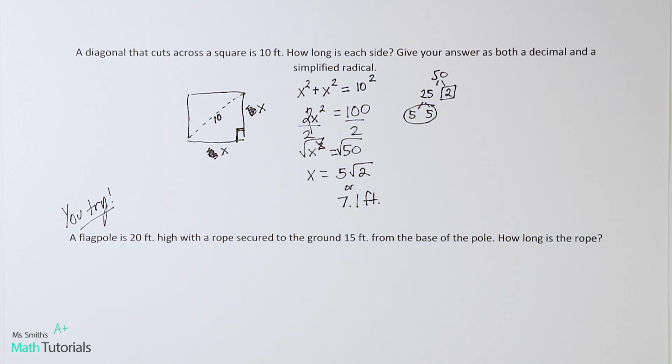Okay, here's one for you guys to try. This one says a flagpole is 20 feet high with a rope secured to the ground 15 feet from the base of the pole. How long is the rope? I definitely recommend that you draw a picture with this one, just like we did the one with the ladder. Draw a flagpole, draw the rope secured to the ground, and label each part that they have given to you.